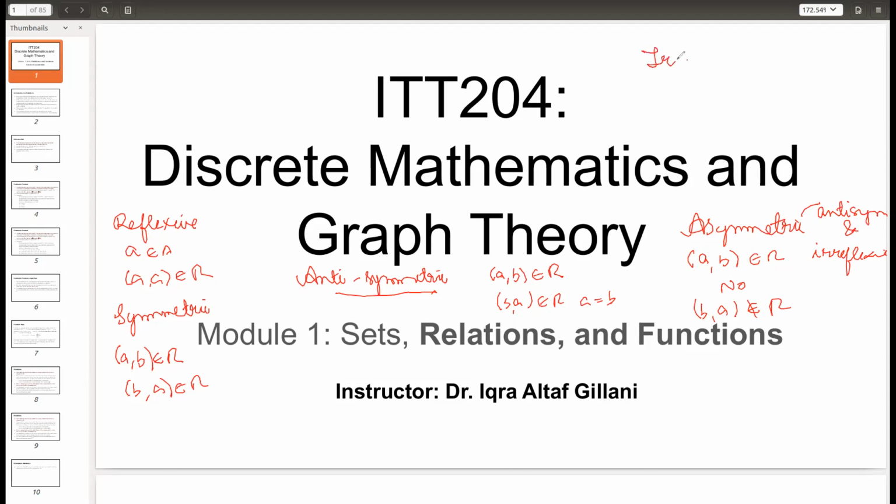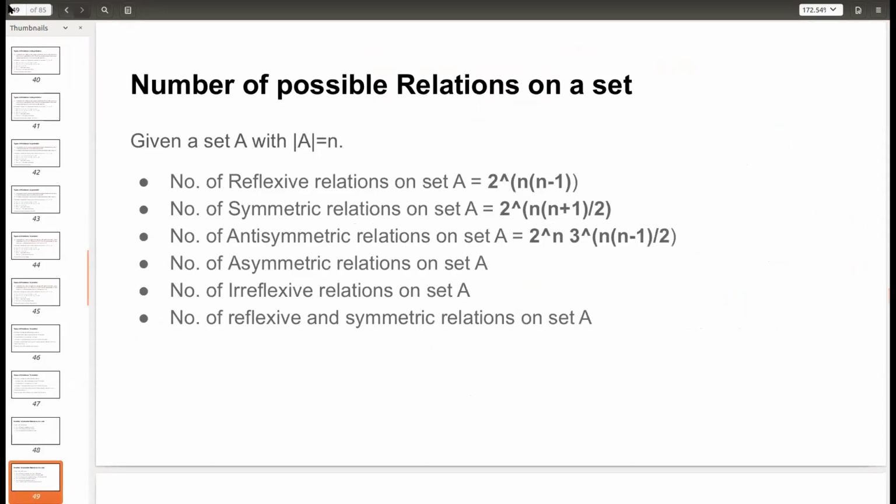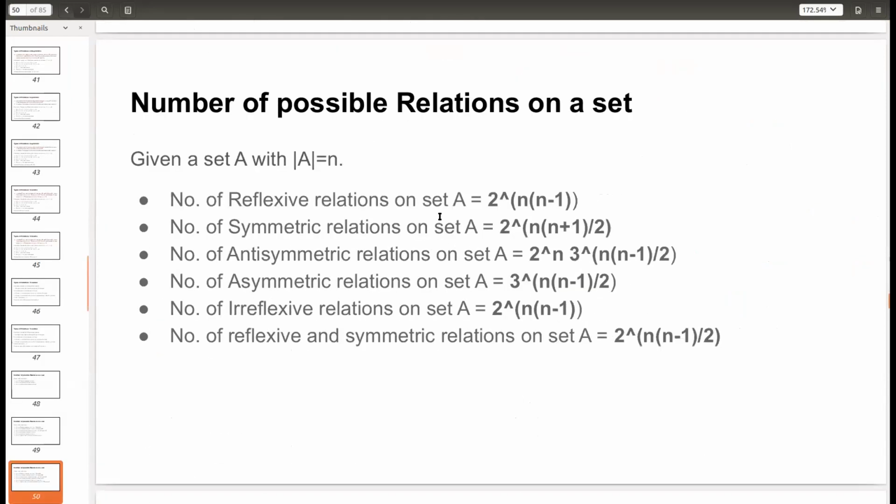Then the last relation that we discussed was the transitive relation. In general, for ordered pairs A comma B in R and B comma C in R, we should have the ordered pair A comma C in R. If this is true, then the relation is transitive. But if this third pair is missing, then we say the relation is not transitive. And the last thing we discussed in our last lecture was computing the different kinds of possible relations on a set, and how we got these formulas using basic principles.